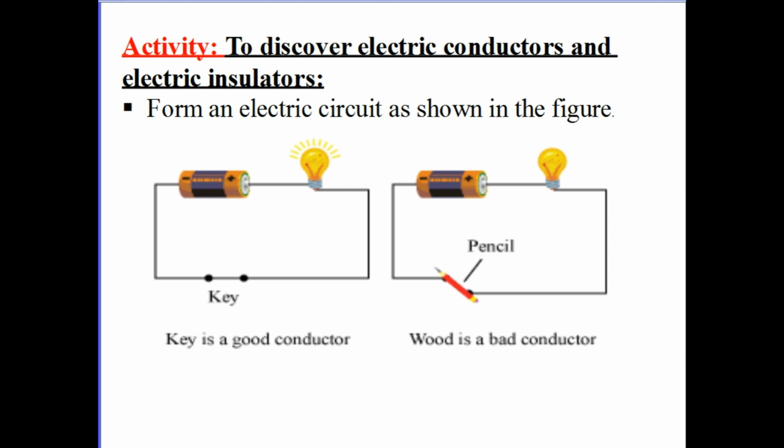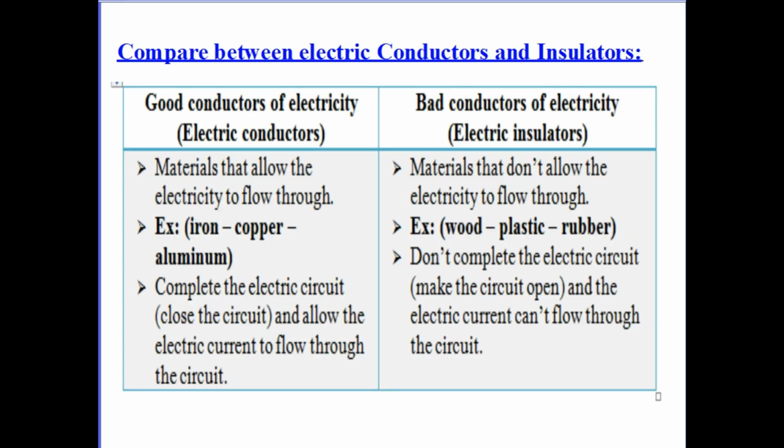From this experiment, we conclude that there are two types of materials: electric conductors and electric insulators. What are electric conductors? They are materials that allow the electric current to flow through, like metals: copper, iron, aluminum, lead, as we studied in lesson 1, steel, whatever. And bad conductors of electricity, or electric insulators, are materials that do not allow electricity to pass through them, like wood, plastic, rubber, cloth, etc.